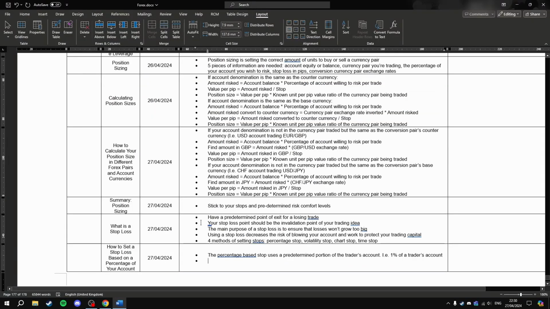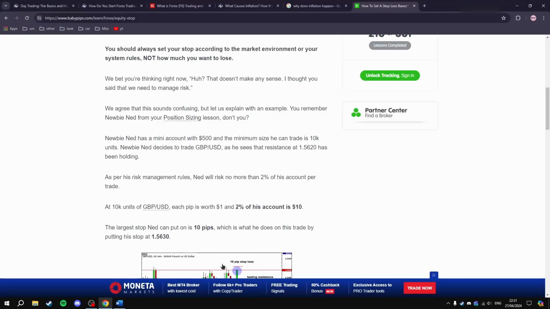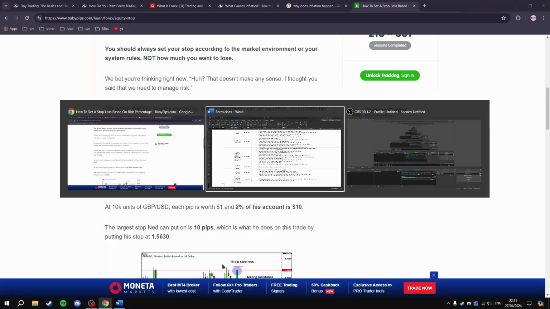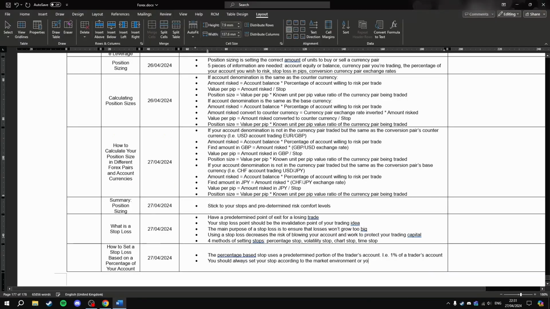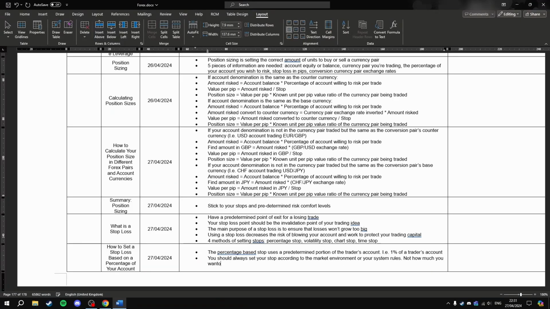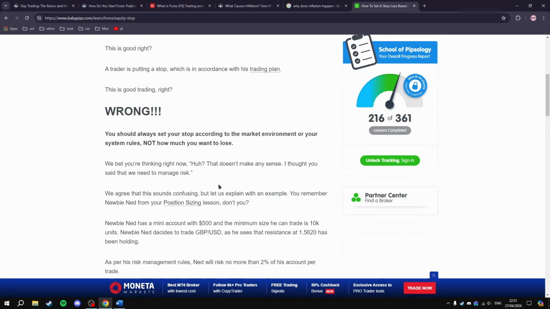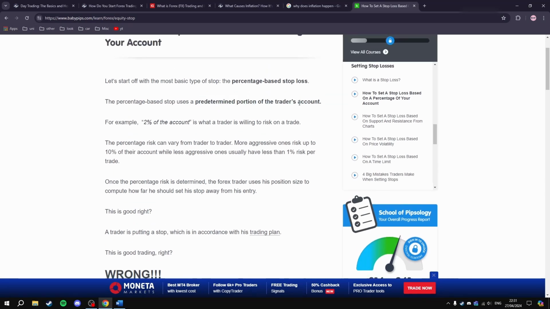So you should always set your stop according to the market environment or your system rules, not how much you want to lose. So wait, so percentage, so this is the wrong definition then. You shouldn't do this.